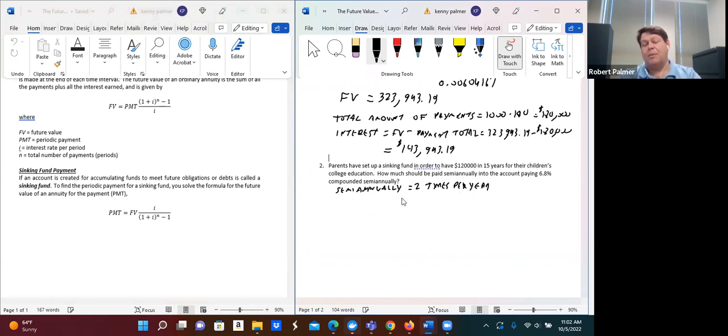Okay, so since you're compounding, also you're paying into it twice per year. So I need to find essentially the same formula, just solve for the payment instead of the future value. So our I, once again, is the interest rate as a decimal, 6.8 or 0.068, divided by the number of compounding periods per year. So our interest per compounding period is going to be 0.034 or 3.4%.